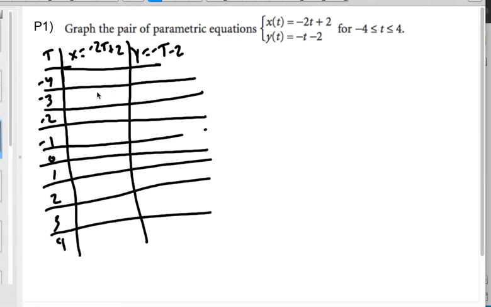Okay, cool. Anyway, so when I plug in negative 4 for t, I get a 10 here, right? When I plug in negative 4 here, I get 4 minus 2, which is 2. When I plug in negative 3 here, I get 6 plus 2, which is 8. When I plug in negative 3 here, I get 3 minus 2, which is 1. Right? When I plug in negative 2, I end up with 4 plus 2, which is 6.